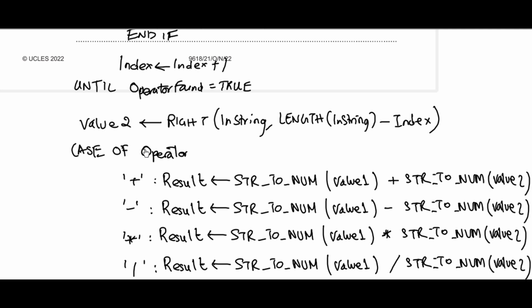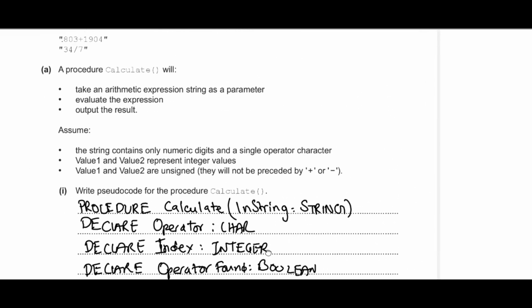And then we use a case function. You can use an if selection statement or a case. We used a case selection statement. So using a case selection statement, if it was a plus, we would have added it. If it was a minus, we would have subtracted it. If it was a star, we would have multiplied it. If it was a slash, we would have divided it. And then finally, we output the result. And make sure not to forget to declare your variables.